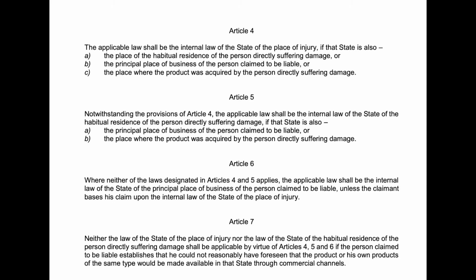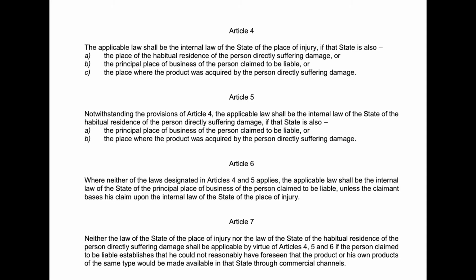When we cannot apply either Article 5 or Article 4, we are moving to Article 6. Where neither of the laws designated in Articles 4 and 5 applies, the applicable law shall be the internal law of the state of the principal place of business of the person claimed to be liable, unless the claimant bases his claim upon the internal law of the state of the place of injury. So, at the end, there is an option for the claimant. The claimant can base the claim on the law of the place of injury or the law of the principal place of business of the person claimed to be liable.